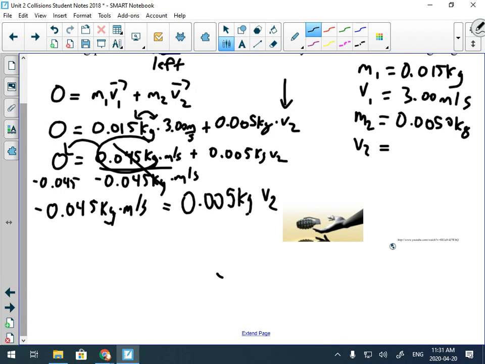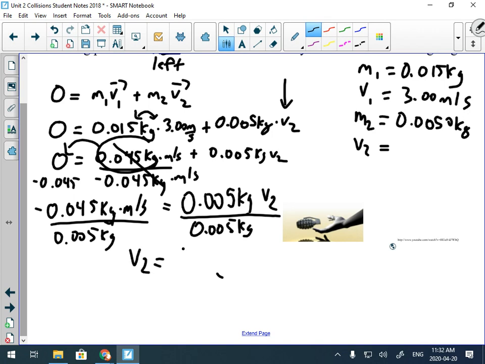Okay, now we're almost done. Divide both sides by 0.005 kilograms. Divide this side by 0.005 kilograms. And I put that into my calculator, 0.045 divided by 0.005. And I get V2 is equal to 9 meters per second.